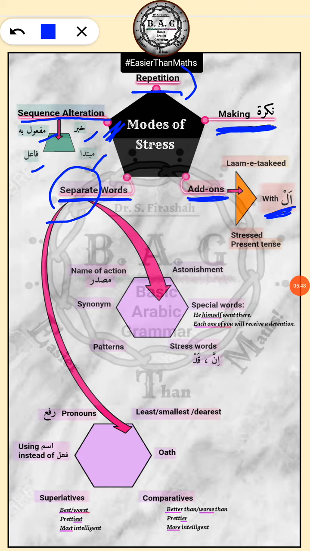And we know that there are many suffixes and prefixes that are used to bring about various changes in an ism, and as well as fi'l, of course. So when I talk about add-ons giving the stress to something, I mean that we are going to study some huruf that are going to be attached to the ism or to the fi'l, and that is going to bring about stress. For example, we already know al, and we're going to study it in just a bit more detail, just to give you a bit more insight into the subject.